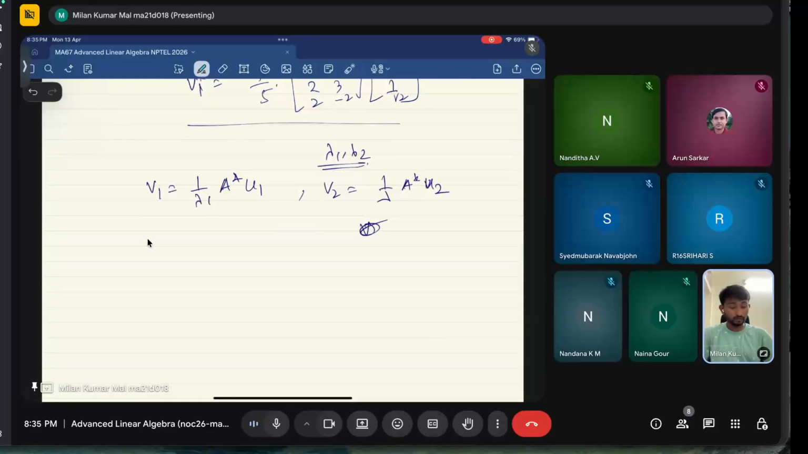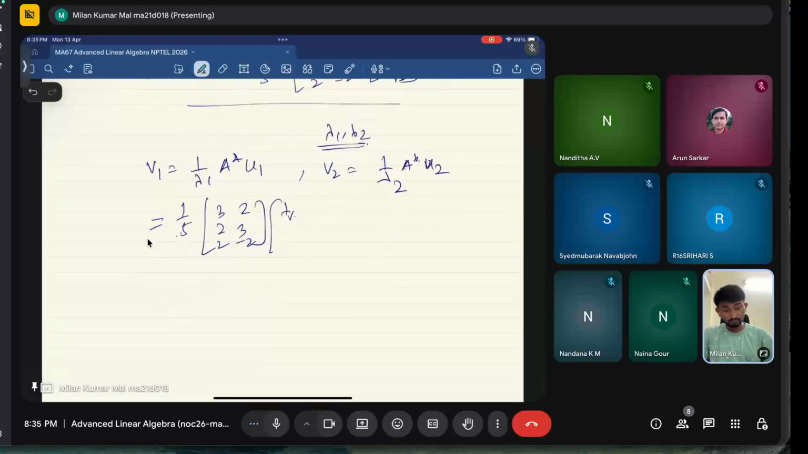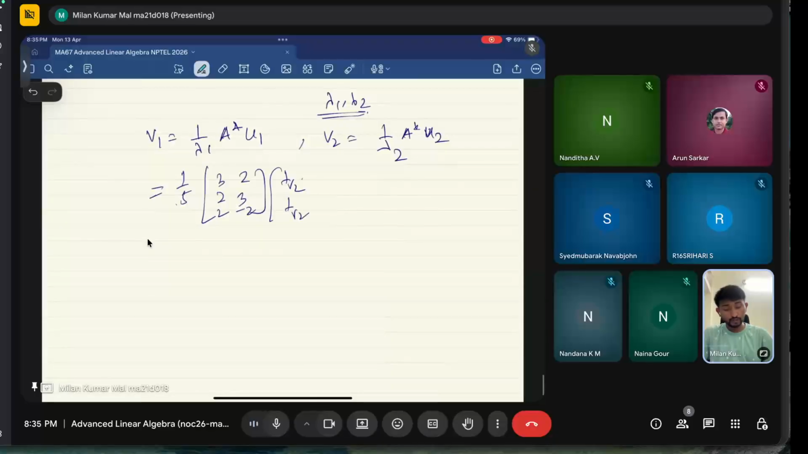So here you will get V1. After calculation it will be 1 by 5, 1 by 5. I'll try to put the argument later, not a problem. I'll try to give the argument here, it is in the uploaded PDF.